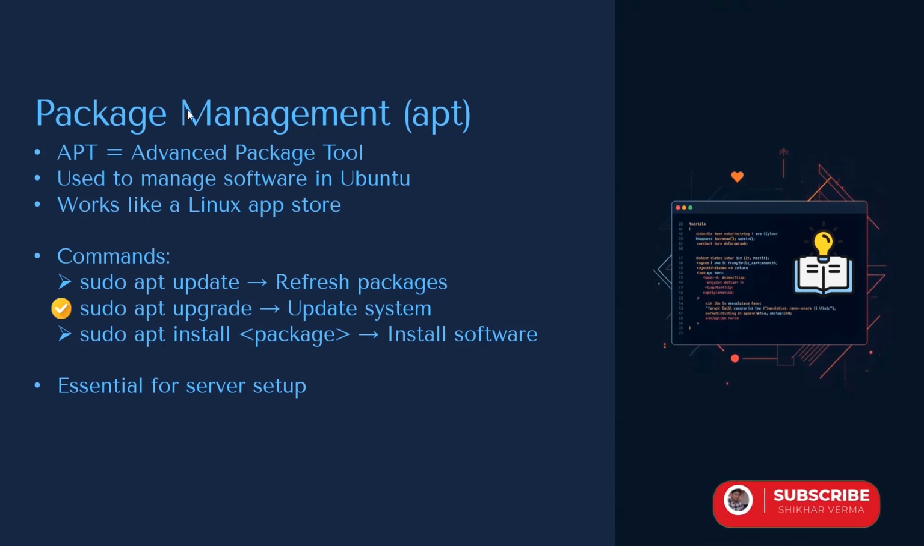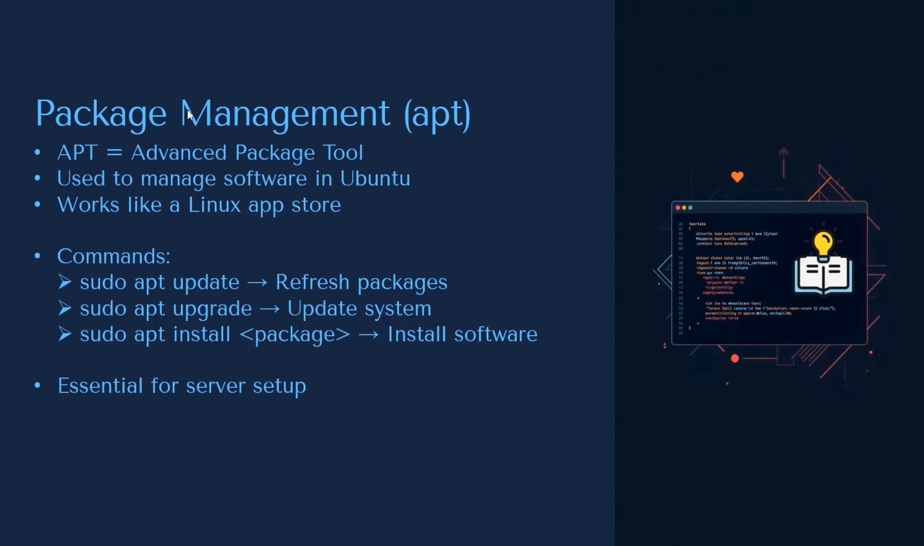Next, sudo apt upgrade. This updates all the installed packages in your system to their latest versions. And finally, sudo apt install and the name of the package. So this is used to install any new software which you want to install on your system.